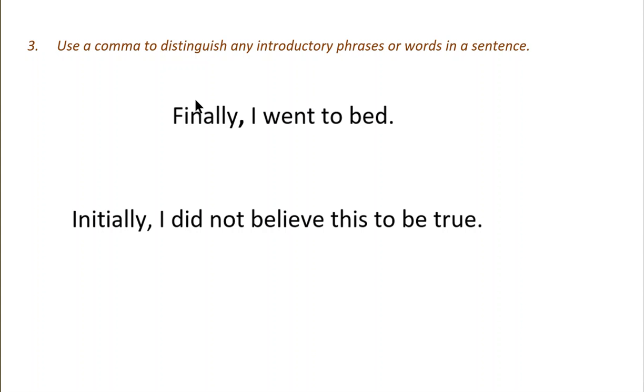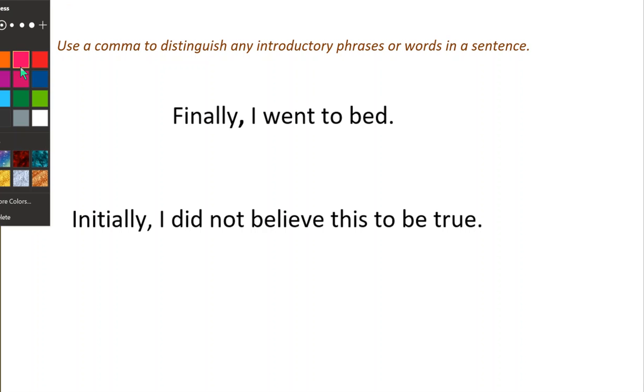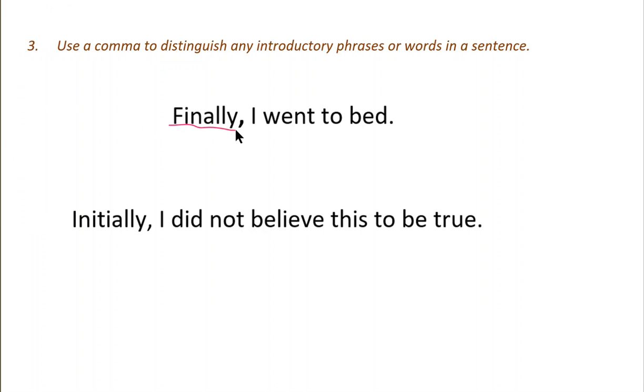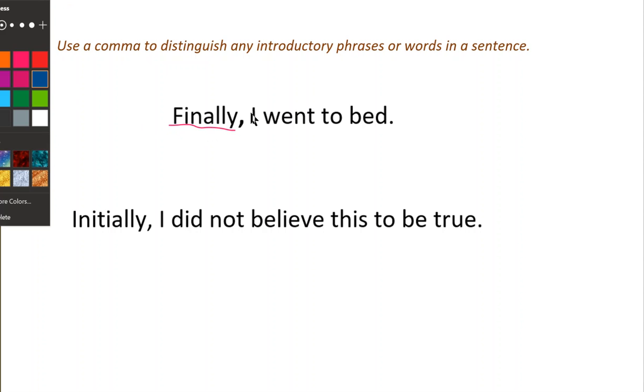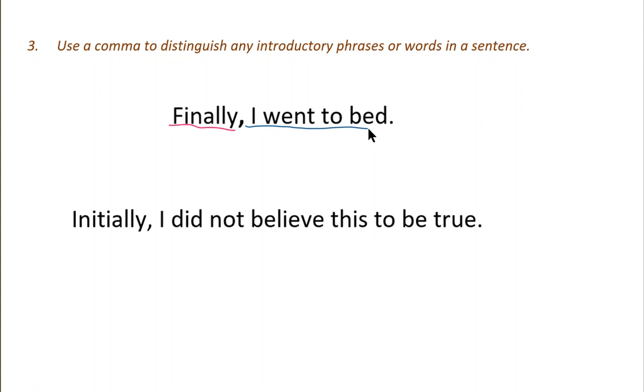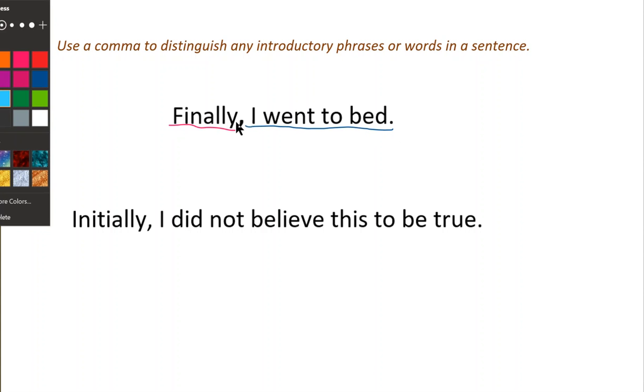When I write finally, comma, I went to bed, what I'm trying to say here is that after a long time, after a long period, after a long night, whenever, I went to bed. It's like a relief statement. And to separate our introductory phrase from our actual statement, we use a comma, which is essential for the English language. And you'll see this on the ACT as well. So we have our two statements, right? Our introductory phrase, our actual statement, and then we have our comma right here.